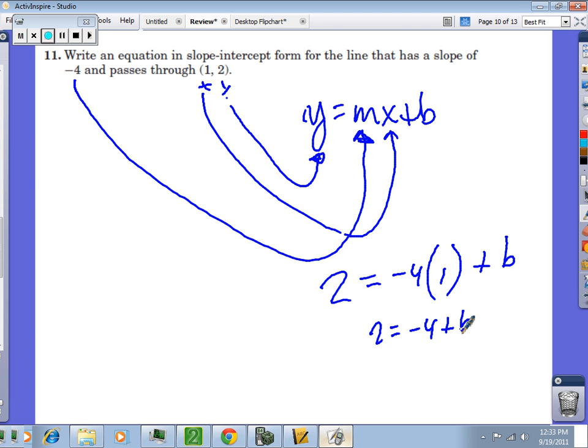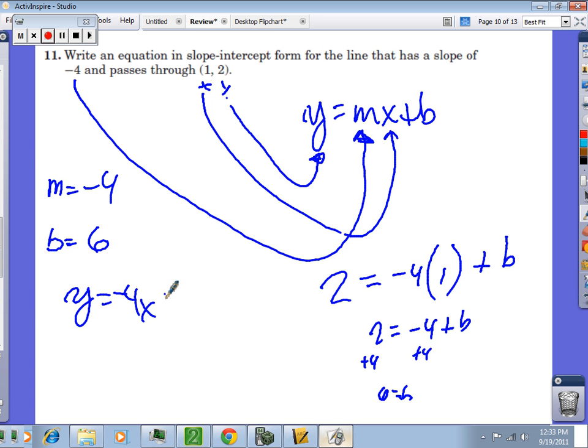Solve for b. Add 4 on the left, add 4 on the right. 6 equals b. So if you know m and you know b, m is negative 4, b is 6, your final answer is y equals a negative 4x plus 6.